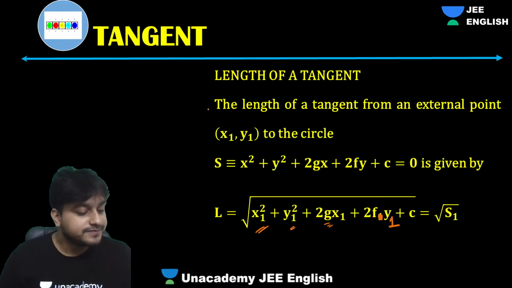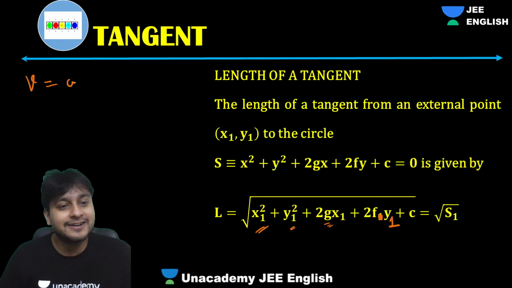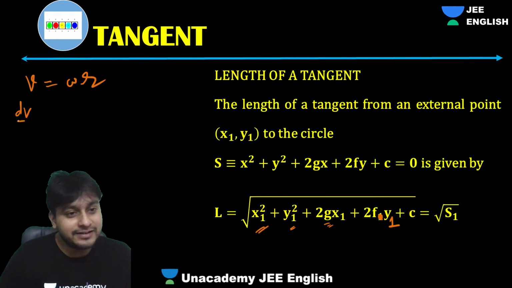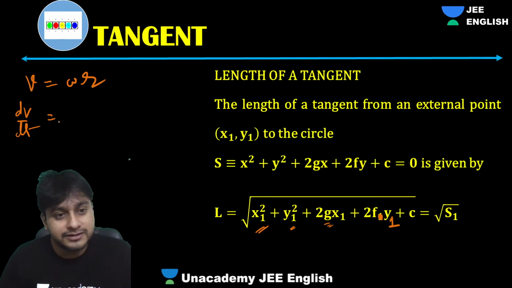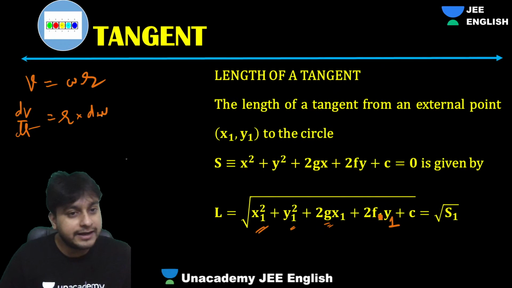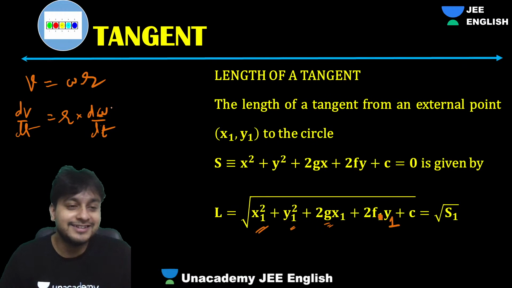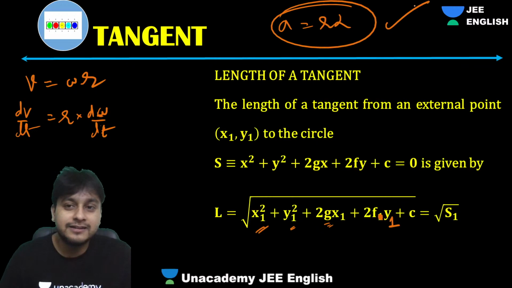Clear? v equals to omega r. Just differentiate with respect to time. What will we get? dv by dt. Radius will be constant into d omega by dt. Okay, what is the rate of change of angular velocity? Sorry, this is angular acceleration, which is what is this? This is normal acceleration. So what will we get? a equals to r alpha. Simple.